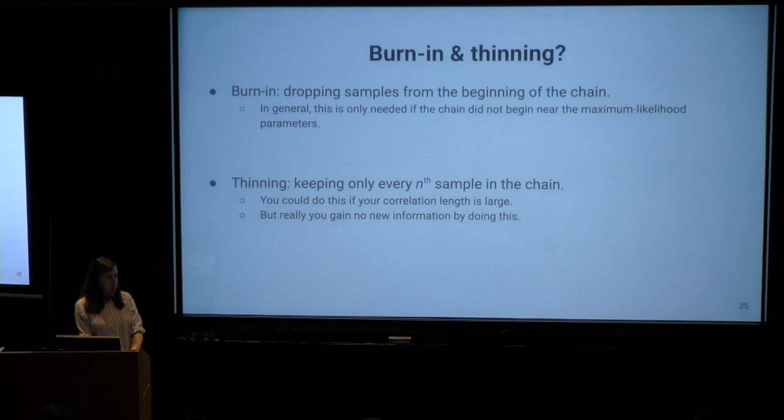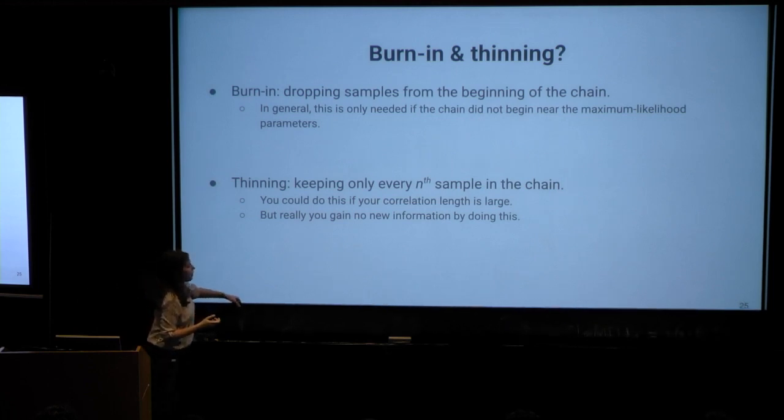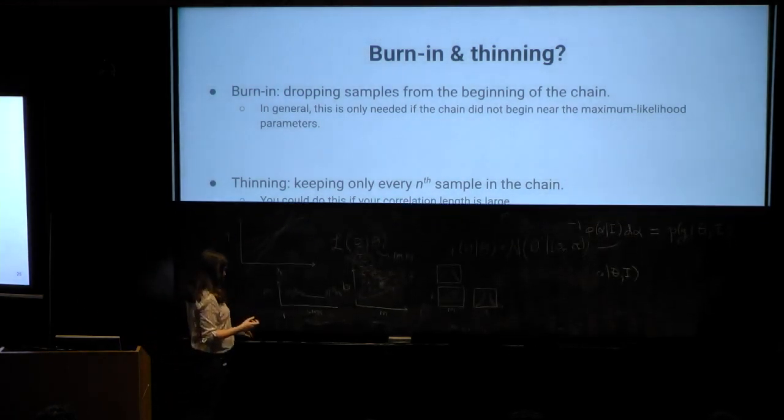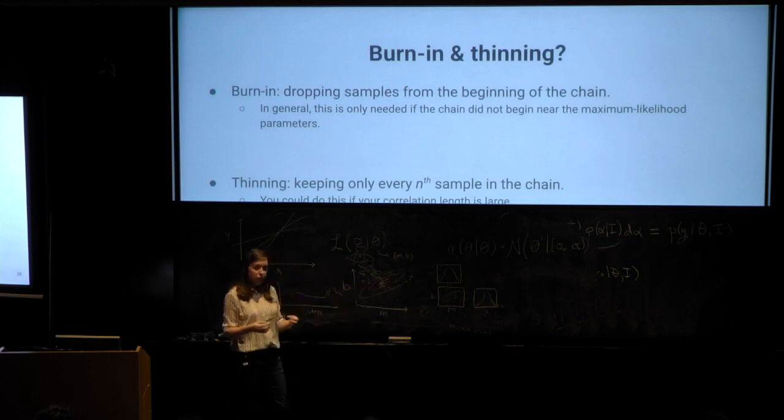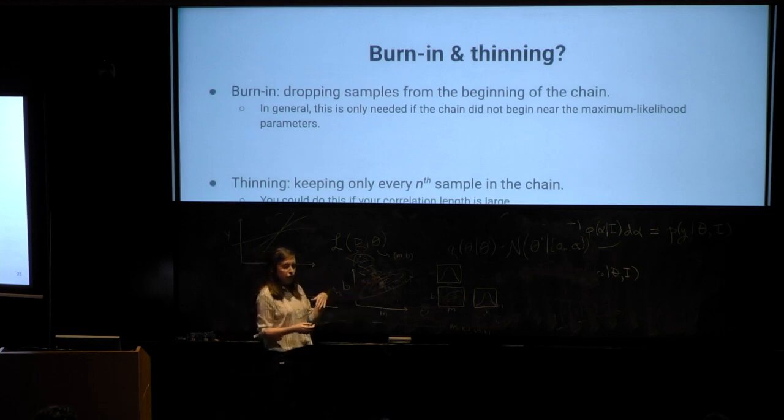In general, burn-in is not necessary if you have started your MCMC chain in the right place. So if in this example, I dropped my chain down here near the best likelihood, there's really no burn-in necessary. It's already part of a stationary distribution where the probability distribution of samples that we get is the same at the beginning of the chain's run as at the end of the run. That's one of the fundamental properties of the Markov chain that we want.